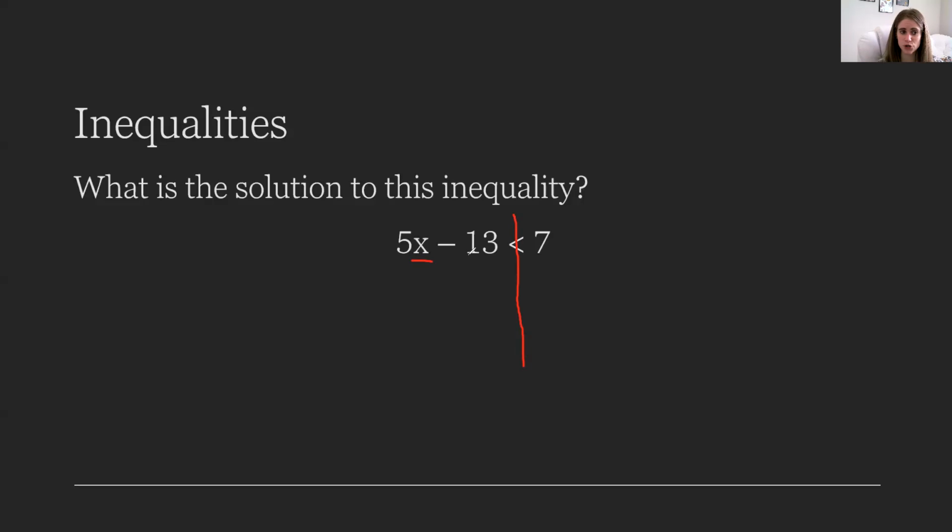What's the opposite of subtracting 13? Adding 13. We are going to add 13 to both sides. Negative 13 plus 13 is 0. We're left with 5x is less than 7 plus 3, 10.